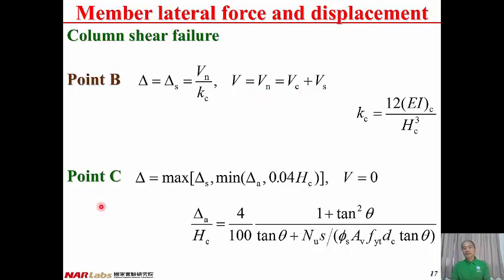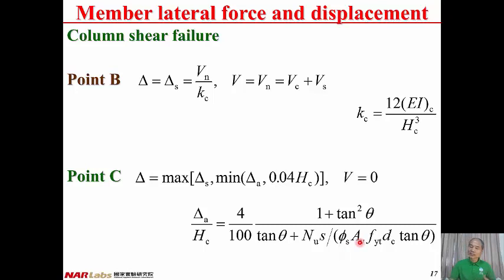And then for point C, delta equal to delta S, maximum of delta S and minimum of delta A and 0.04 Hc. Delta A divided by Hs is similar as before, equal to 4 over 100 times 1 plus tangent square theta divided by tangent theta plus Nus divided by phi s, and phi s here, because the ductility ratio is equal to 1. Therefore, phi s here is 1, no reduction due to 90-degree hook.